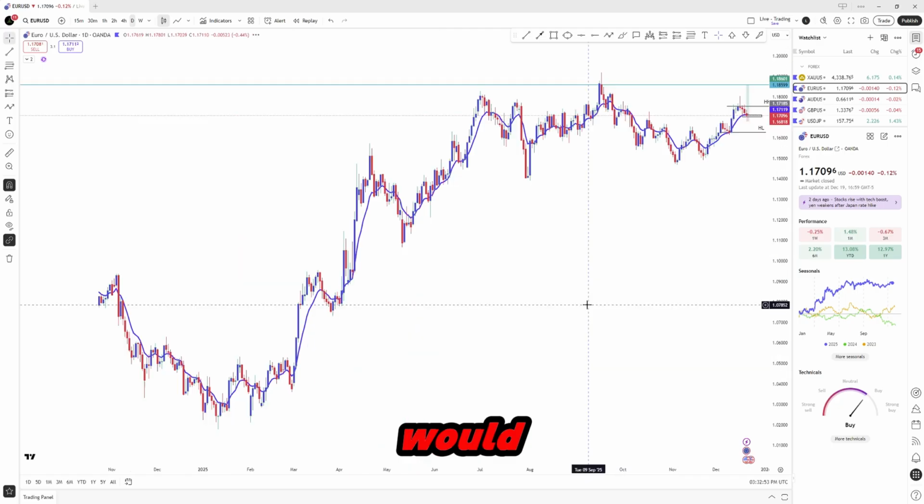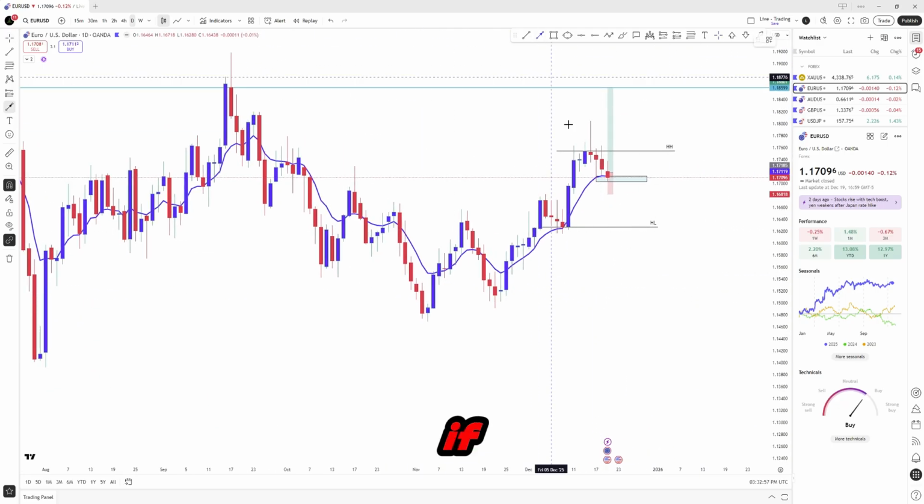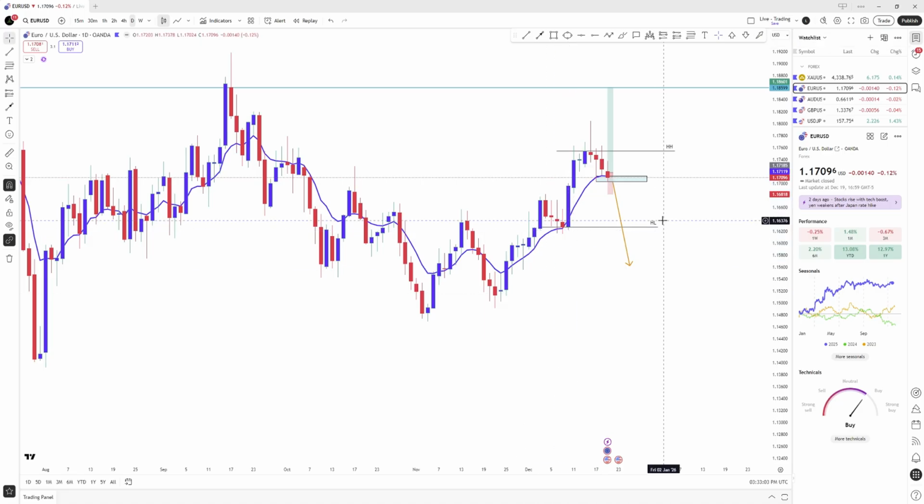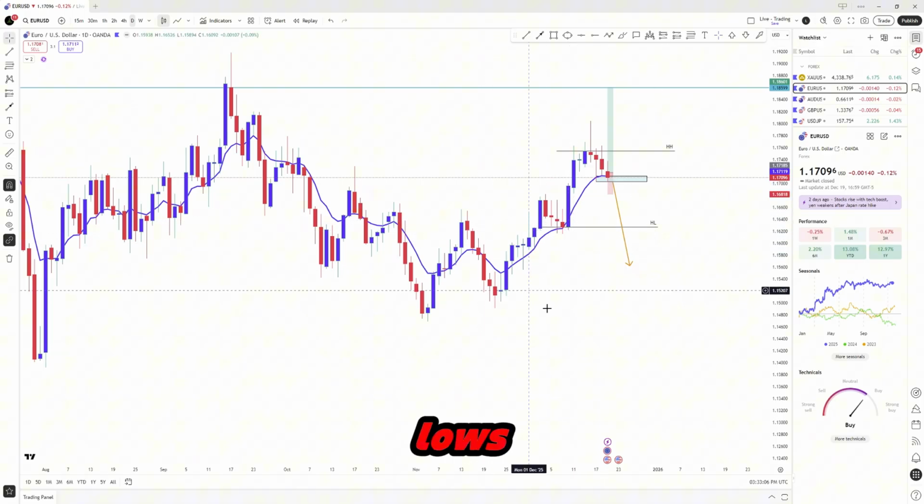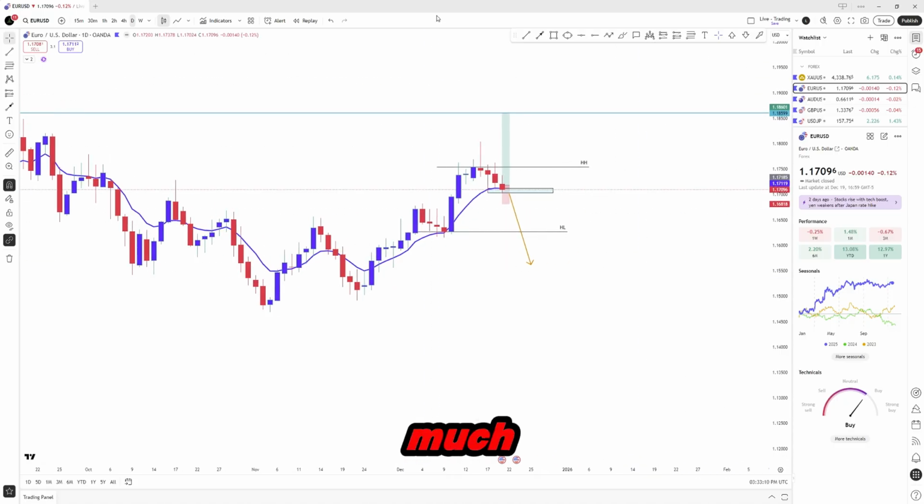The only thing that would change direction is a daily close below this high lows. That's the only way for this one, very much.